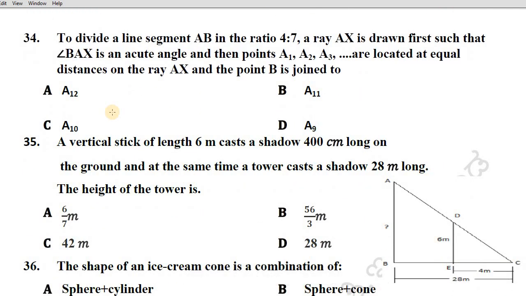Question number 34, the same kind of question we have already seen in this question paper itself, children. To divide a line segment AB in the ratio 4:7, a ray AX is drawn first such that angle BAX is an acute angle, and the points A1, A2, A3 are located at equal distances on the ray AX, and the point B is joined to what?